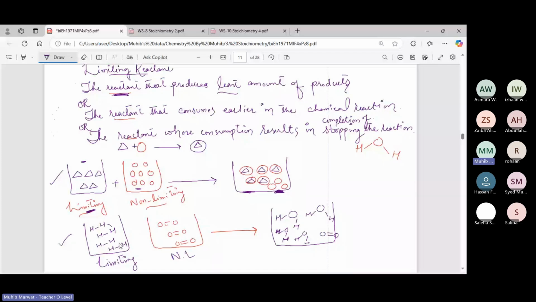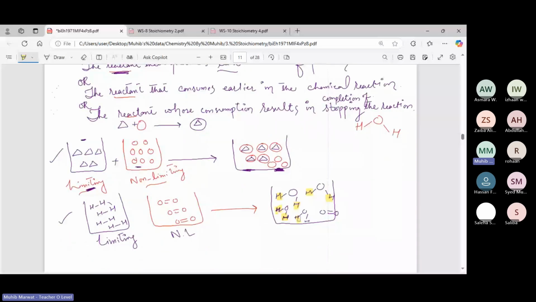As there are 4 molecules, or in other words 8 atoms of hydrogen, right? As soon as the 8 atoms of hydrogen are consumed, like in this case, 1 hydrogen, 2, 3, 4, 5, 6, 7, and 8, right? Now all the hydrogen atoms have been consumed, so the reaction will stop, although oxygen is still available in the container. But the total number of products has been decided by the hydrogen, so that's why hydrogen is the limiting reactant.